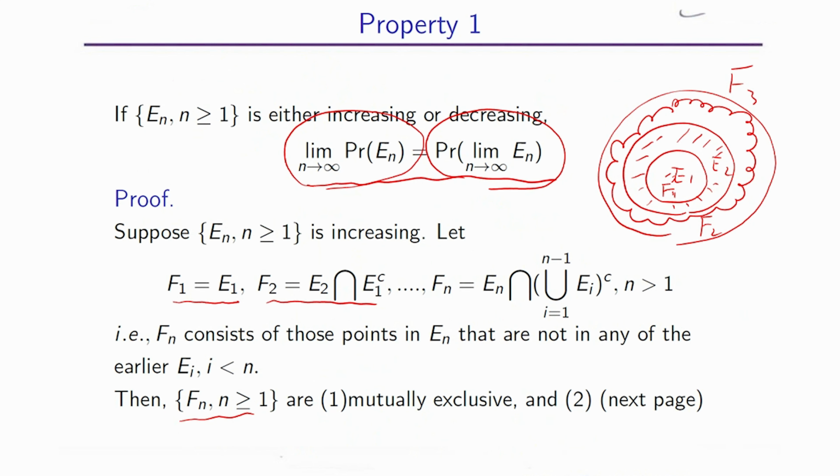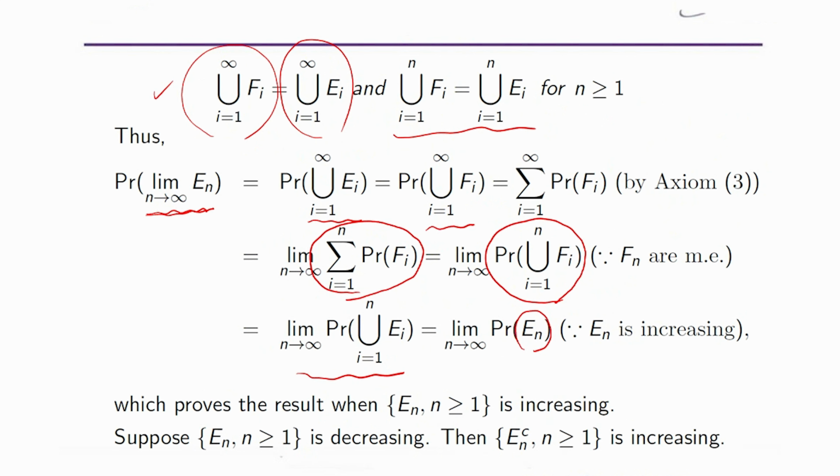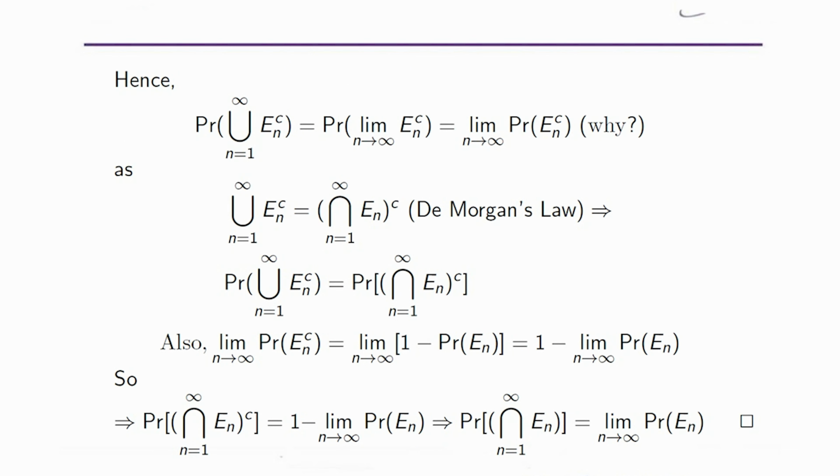And if you want to prove the case where E_n is decreasing, we have proved that property one is true when E_n is increasing. If E_n is decreasing, you can look at it as E_n complement being increasing. So you can run the same logic again, just replacing E_n by E_n complement, and the whole process will be the same. So I'm going to skip the proof here.